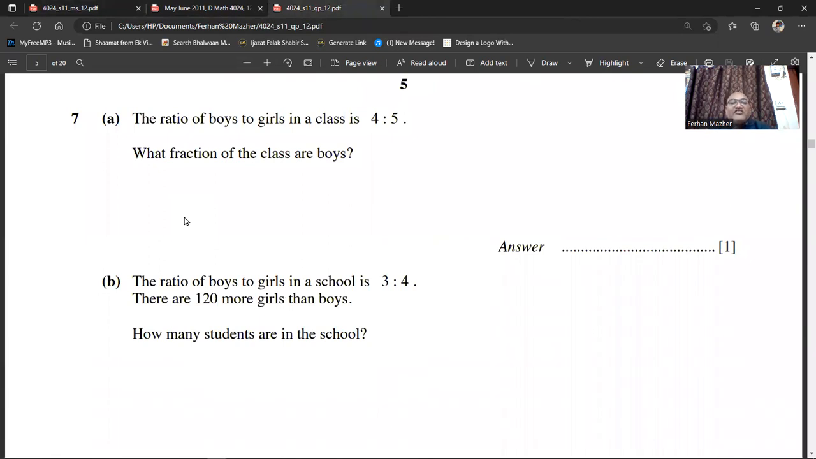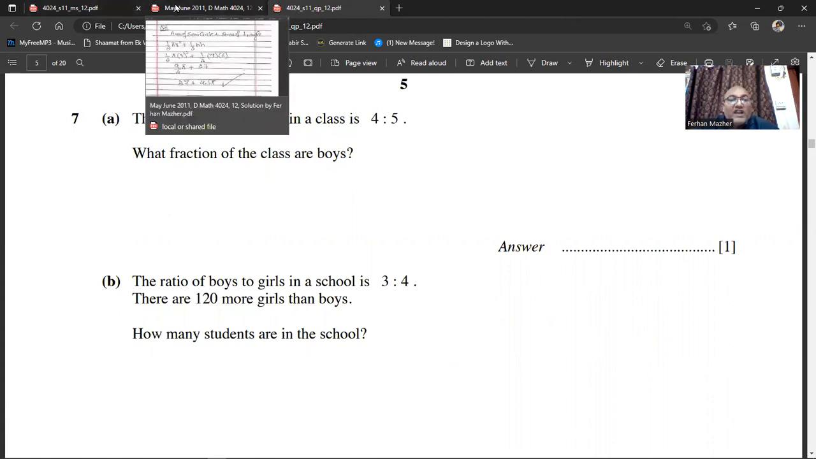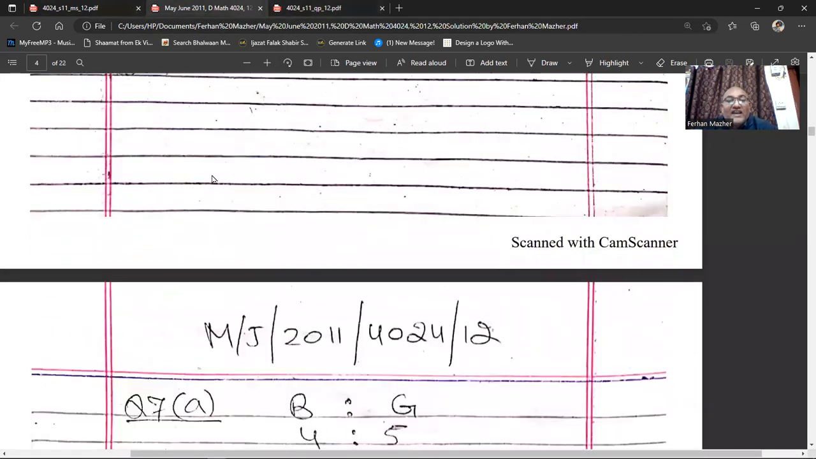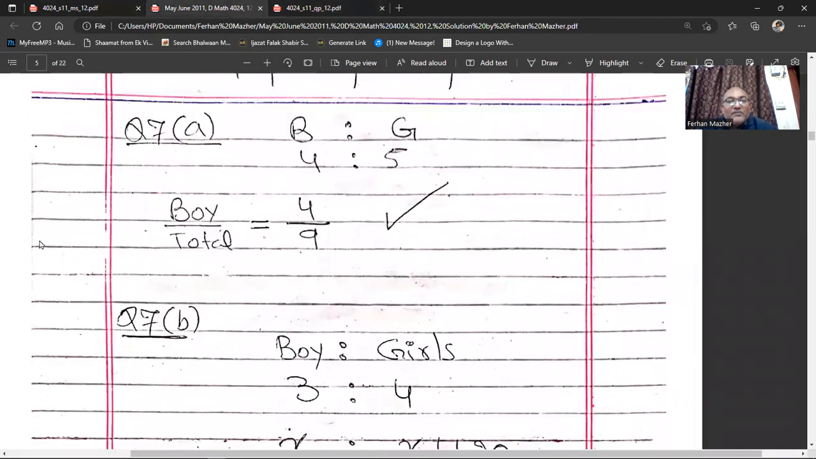Question number 7, it's A part. The ratio of boys to girls in a class is 4:5. What fraction of the class are the boys? You see, there are totally 9 parts of this class. 4 parts are boys, 5 parts are girls. So what fraction of the class are boys? The boys by total will be 4 by 9. The total is 9.